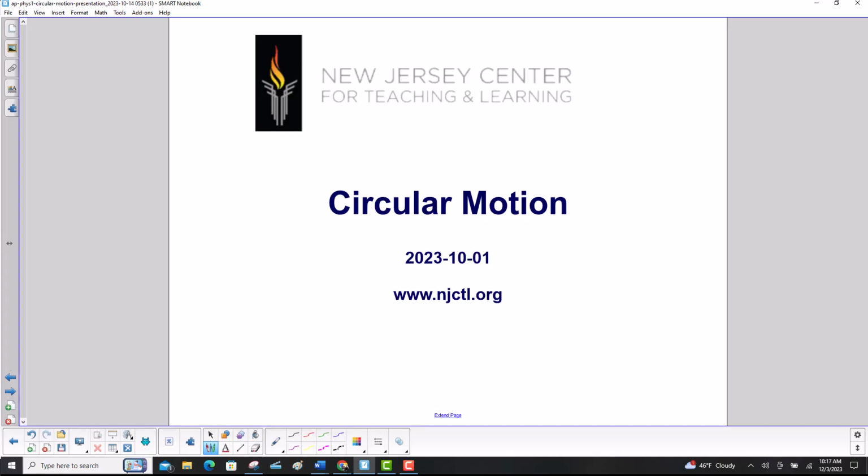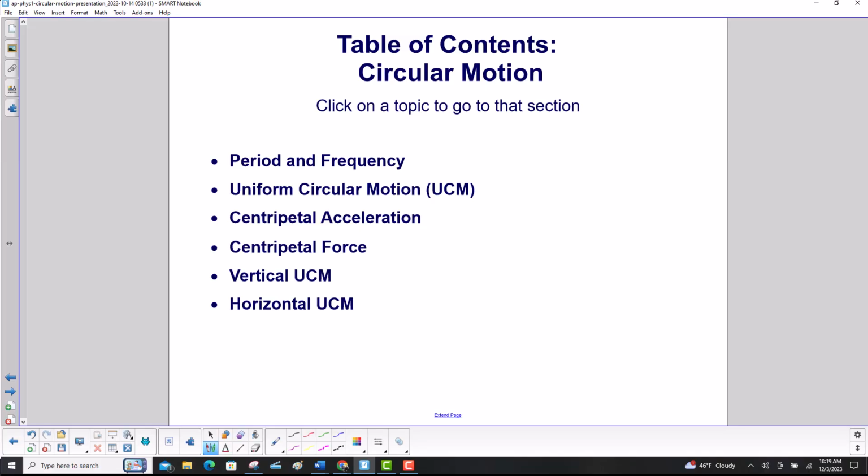Circular motion. Period and frequency, the basics of circular motion. Then we'll define what uniform circular motion is, and then centripetal acceleration, centripetal force, and finally some problems on vertical uniform circular motion and horizontal uniform circular motion.